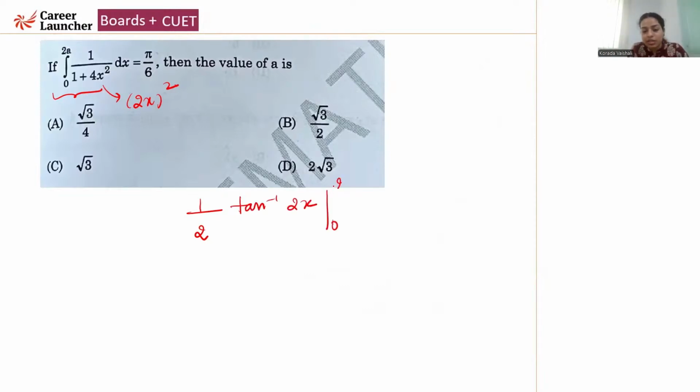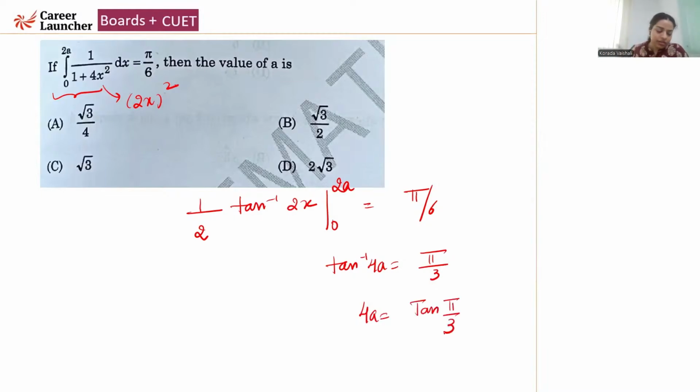And your lower limit is 0, upper limit is 2a. So when you solve this expression, you will eventually have that this expression is equal to pi by 6 as given here. Tan inverse 0 is going to be 0. So it's only tan inverse 4a, and this is going to be pi by 3, because if we simplify 2 and 6, it becomes pi by 3. So I'll say 4a is equal to tan of pi by 3. In solving this expression, you should get the value of a as under root 3 by 4. Right? You simply substitute the value of tan pi by 3, and you will get the value of a as under root 3 by 4.